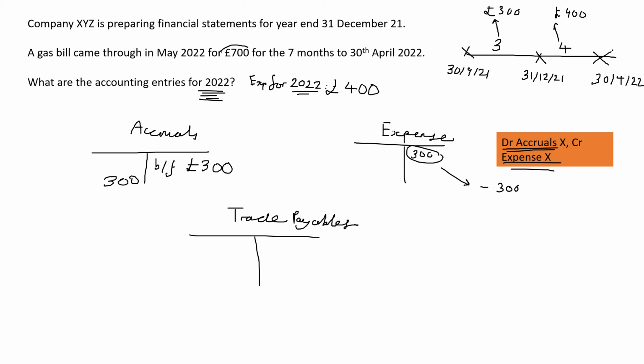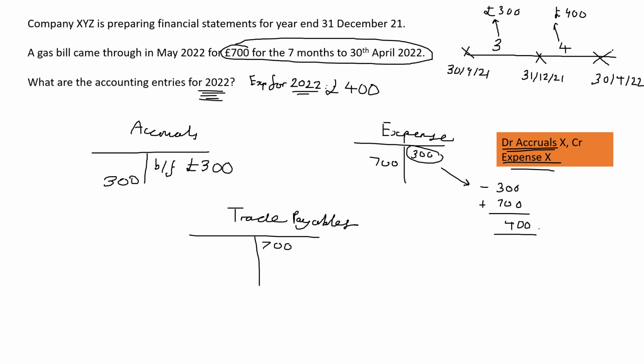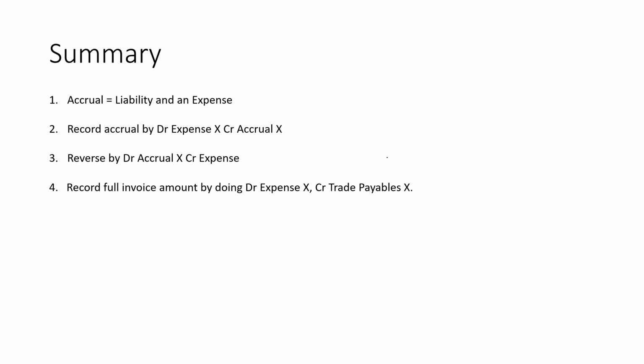So the invoice came through in 22, so we need to put through the full invoice amount for 22. So we do debit expense 700, and we put the credit to trade payables. Now look what happens. So I have minus 300, I'm adding on 700. What do I get? I get 400. So as you can see, it all worked out in the end, because my expense I'm getting is 400 and my expected expense was 400. So it all worked out in the end, and they all got married.